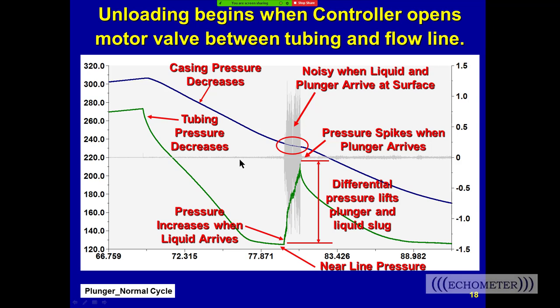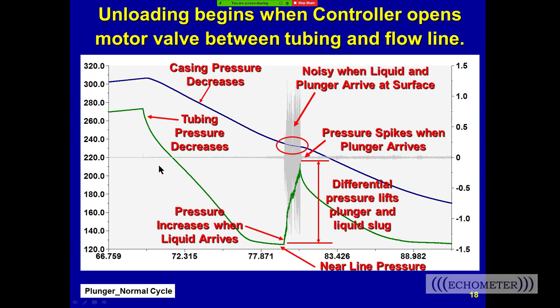So here's an annotated plunger normal cycle, unloading and afterflow events. The casing pressure drops when you start unloading. The tubing pressure drops. The pressure drops down to line pressure. When the plunger starts, liquid starts to arrive, the tubing pressure goes up. The plunger typically arrives at the peak pressure. The noise of the microphone increases significantly when the liquid goes by the microphone. Once you see this spike, almost always the tubing pressure starts to drop, and pressure starts to drop in afterflow.